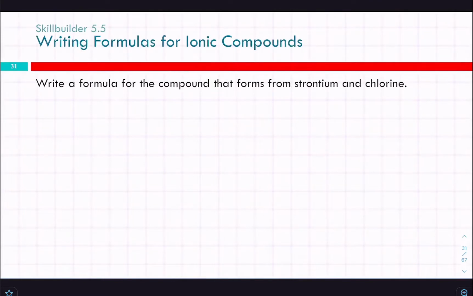So let's write a formula for the compound formed from strontium and chlorine. Again, we want to write out the symbols for each. Strontium is Sr, and it's in column 2A. So what charge does strontium have? 2 plus. And then chlorine is in 7A, which we'll get to how to memorize those, but it's a 1 minus charge.